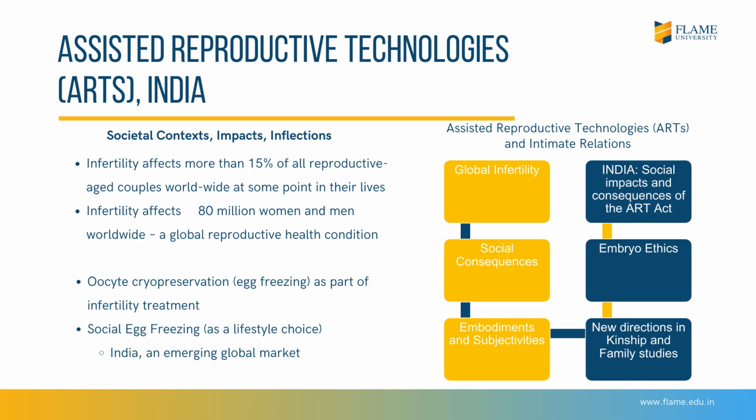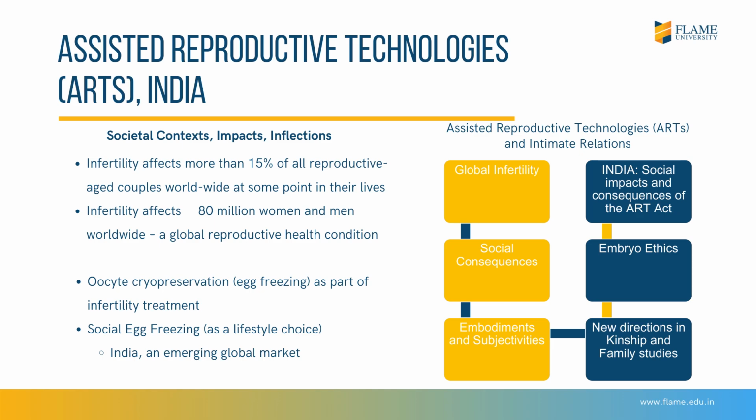So in this context, it is helpful to look at this chart in the context of global infertility, and with the advent of reproductive technologies, particularly looking at this intimate sphere of life, what are some of the social consequences, some of the social impacts that raise questions of embodiments and subjectivities, giving us new directions of kinship, family, marriage, and so on and so forth, and also at the same time opening doors for discussions on ethical practices such as embryo ethics, and all of these culminating into the most recent version of the ART Act, the Assisted Reproductive Technologies Regulation Act 2021 in India.